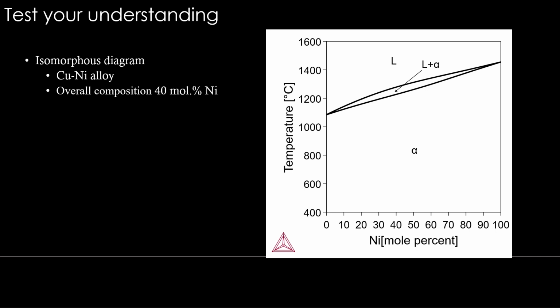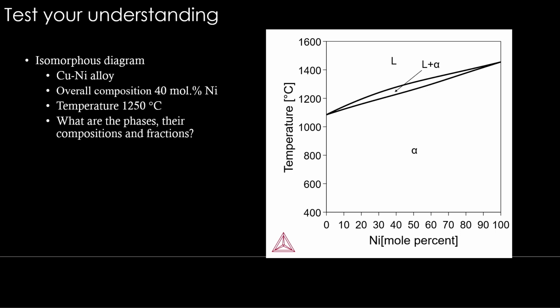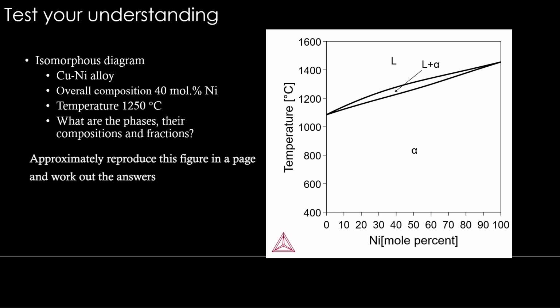So you have to identify where this 40 mole percent nickel is, and this is going to be at a temperature of 1250 degrees Celsius. Let's say this alloy is heat treated at 1250 degrees Celsius for a long time. Then what will be the phases inside that? What is their composition and phase fractions? This is what you are going to figure out. So you can stop the video, think about the answer, and then you can play and see the answers.